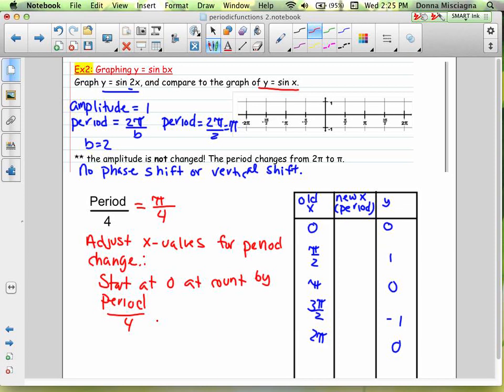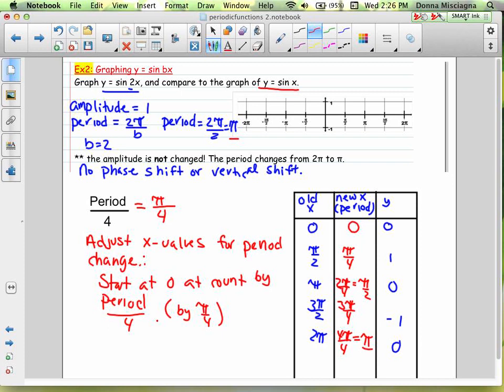We start at 0, and then we count by the period over 4, or in this case, by pi fourths. Right, so we're starting at 0, and then 1 pi fourth, 2 pi fourths, and of course 2 pi fourths is the same as pi halves, and then 3 pi fourths, and 4 pi fourths. And of course 4 pi fourths is the same as pi. Notice that our last value matches the period, right? Those two have to match. So this and this must match. If they don't match, you counted wrong, you skipped something, you added wrong, something happened, right?